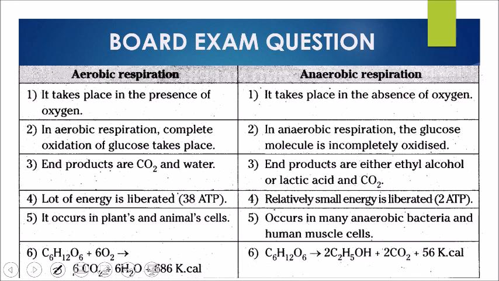Coming to the board exam question, which is really important. Now, the differences between aerobic and anaerobic, as already discussed, are there. Please, if possible, write down the chemical form of the equation as it is being given over here. And of course, kilocalories and all are given. If you're able to remember that, fine. Otherwise, even if you write it as 38 and 2, it's fine.